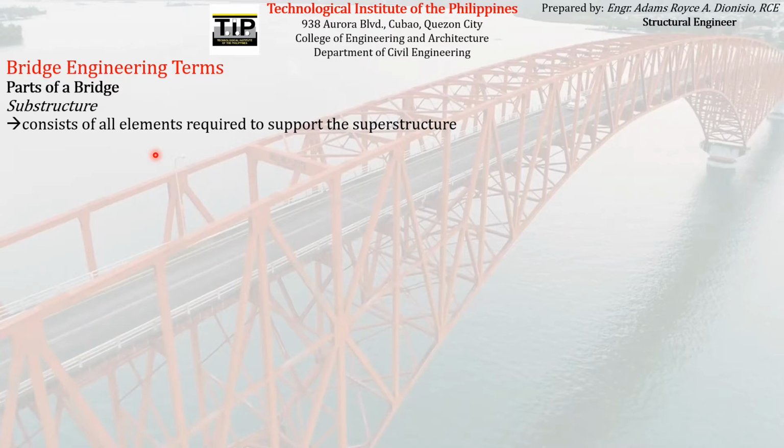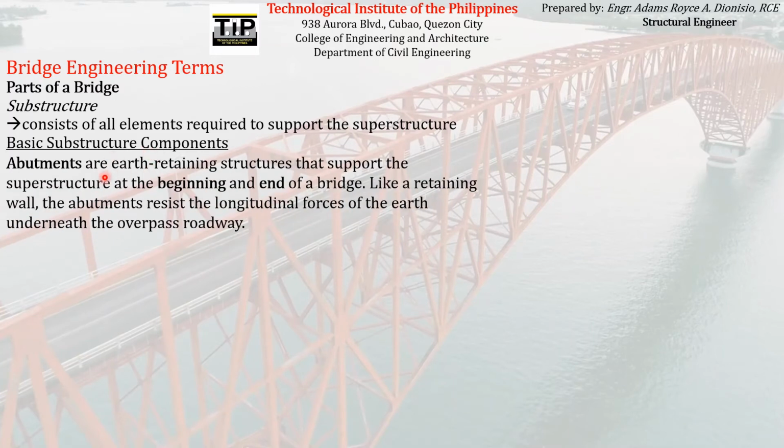So just like the superstructure, substructure also has its basic components. These are the parts or elements of a bridge that comprise the substructure. The first one is the abutments. Abutments are earth-retaining structures that support the superstructure at the beginning and end of a bridge. Like a retaining wall, the abutments resist the longitudinal forces of the earth underneath the overpass roadway.